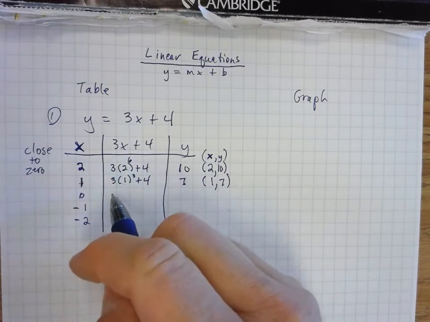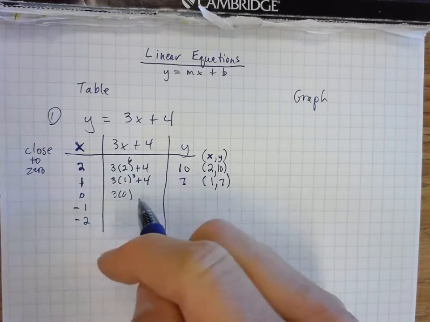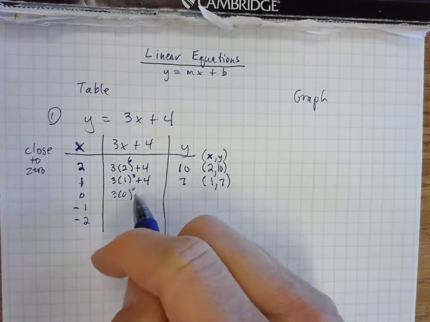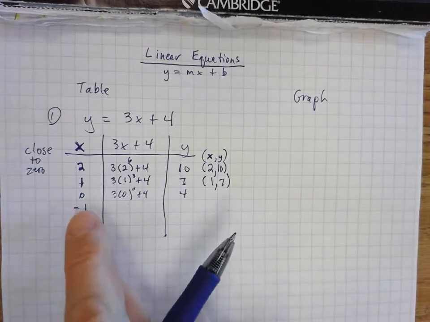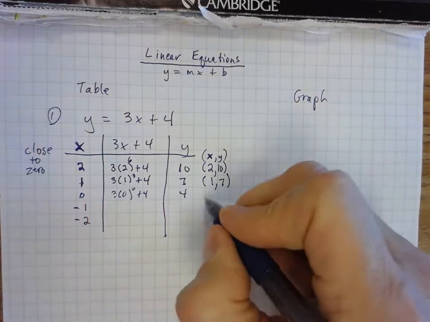Alright. 0. Putting 0 in there, right? 0 in for x. That's easy enough. 3 times 0 is 0. And 0 plus 4, of course, is 4. Okay? So the next ordered pair I'm going to graph is (0, 4).